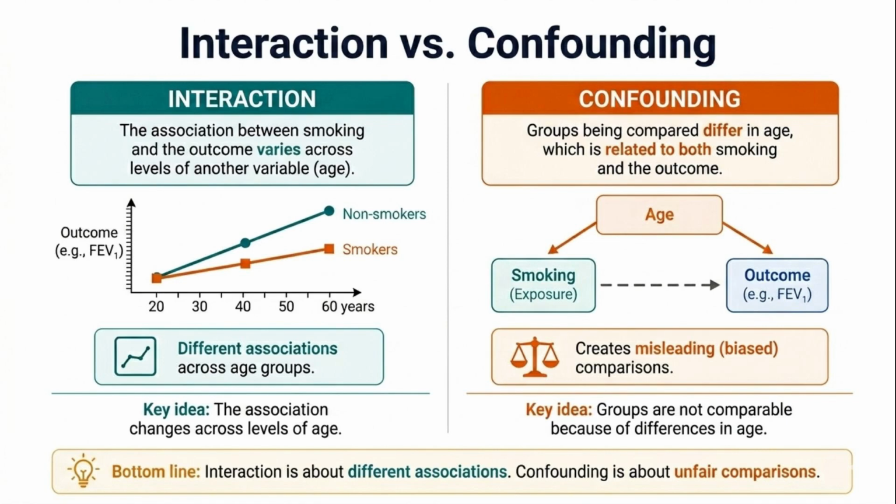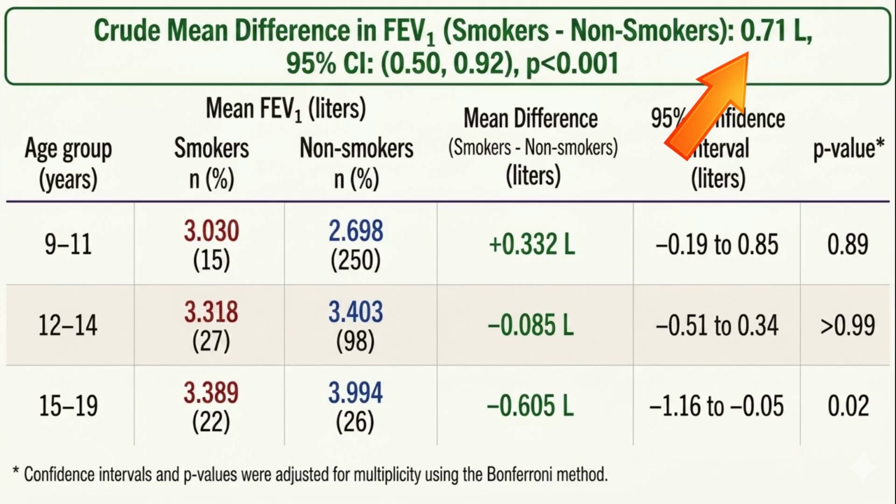Interaction and confounding address different issues. Interaction describes how the association differs across age groups, whereas confounding concerns the comparability of groups. In practice, interaction is assessed first because it determines whether a single overall effect is meaningful. If the effect varies across age groups, confounding by age is controlled through stratification, and comparisons should be made within age groups. Within each stratum, however, there may still be confounding by other covariates, which should be evaluated and, if necessary, controlled. The crude overall estimate is plus 0.71 liters.